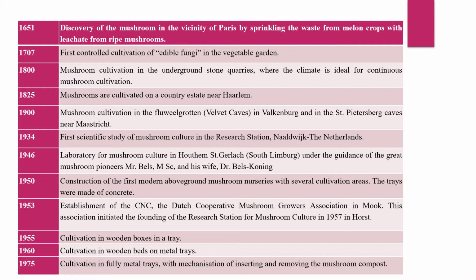In 1953, establishment of the CNC, the Dutch Cooperative Mushroom Growers Association, in Mook. This association initiated the founding of the research station for mushroom culture in 1957 in Horst. In 1955, cultivation in wooden boxes in a tray. In 1960, cultivation in wooden beds on metal trays. In 1975, cultivation in fully metal trays with mechanization of inserting and removing the mushroom compost.